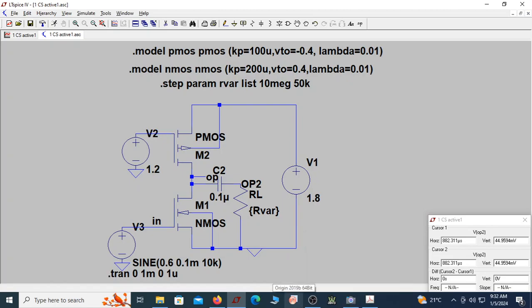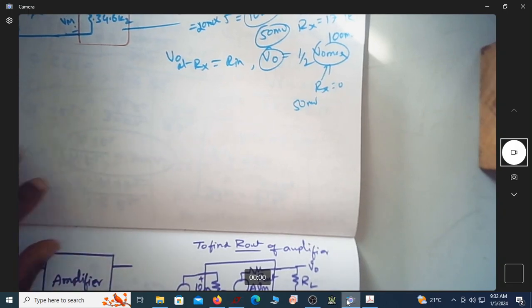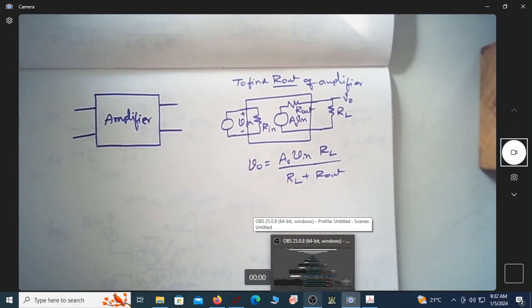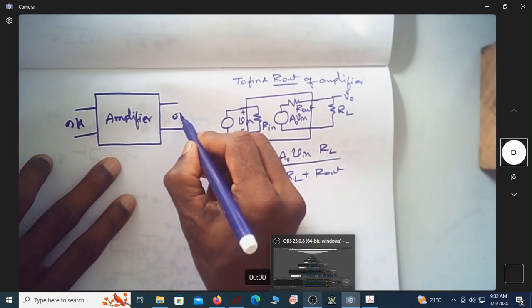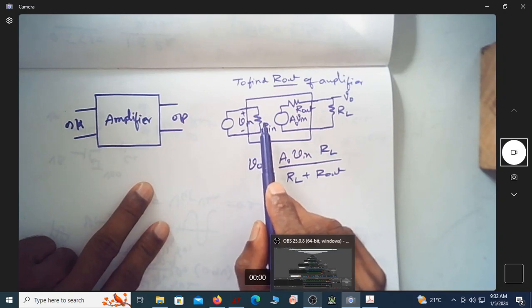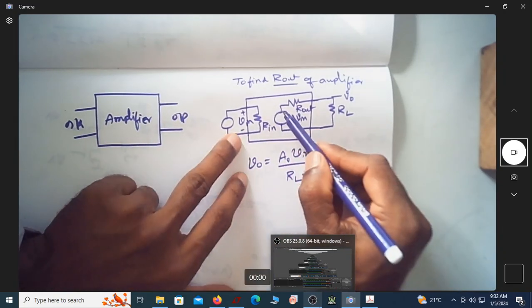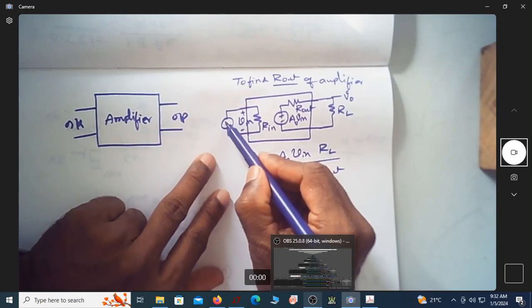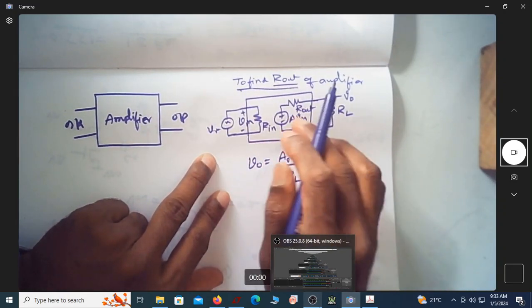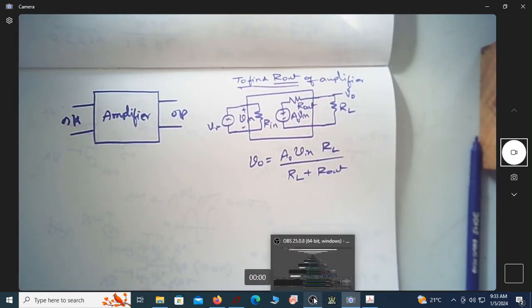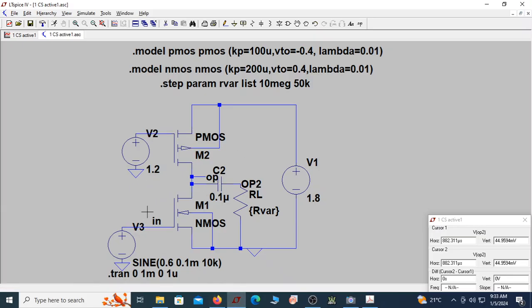So carefully see this. Is this an amplifier? This is an amplifier with an input port and an output port. So this is input and this is output. The black box of this amplifier can be represented as an input resistance, a voltage gain source, and then you have R out. Now we have an input voltage applied here. So how do we find R out of an amplifier in simulation? We have to find out what is the R out of this amplifier in LTSpice.